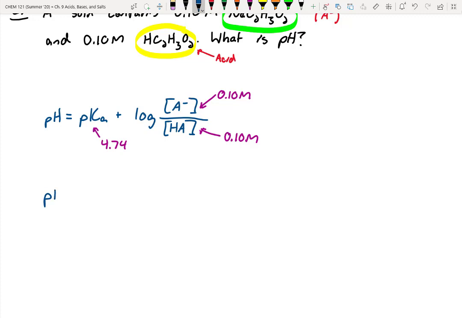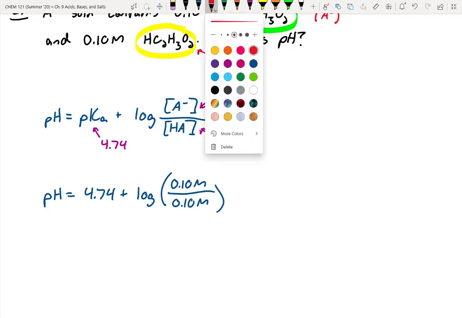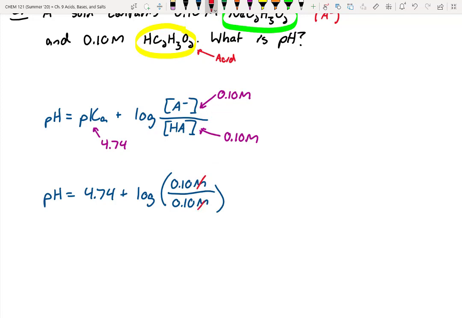So I could say, well, pH is going to be equal to 4.74 plus log of 0.10 molar over 0.10 molar. The molarity is just going to cancel out, right? So we don't need to worry about units now. It's going to be unitless. And that tells me that the pH that we get out is going to be equal to 4.74. So we're able to find the pH of the solution. All right, so that's how you do these equations.